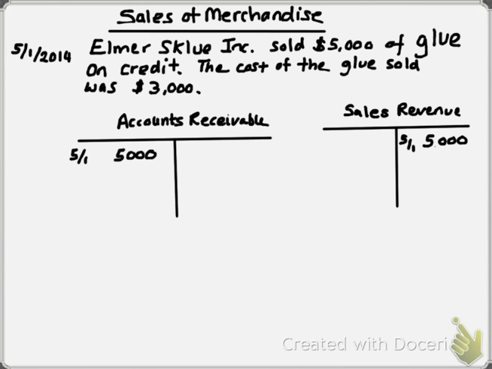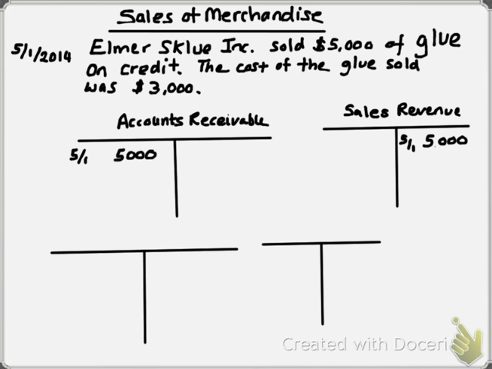The second one is to record the cost of the glue that was sold. So we sold some glue, $5,000 was the selling price. How much did the glue cost Elmer's Glue Inc.? It cost us, the company, $3,000 to buy it from our supplier. So now we've sold it, we need to remove it from our inventory. So we're going to remove that from inventory, and that goes into an account called cost of goods sold. So the two accounts affected by the second transaction are cost of goods sold and inventory.